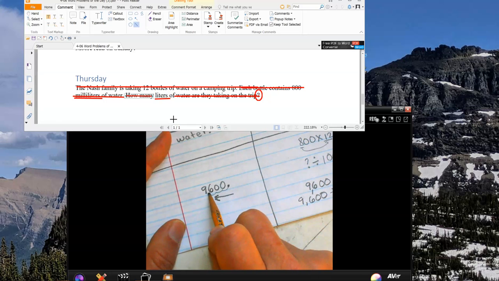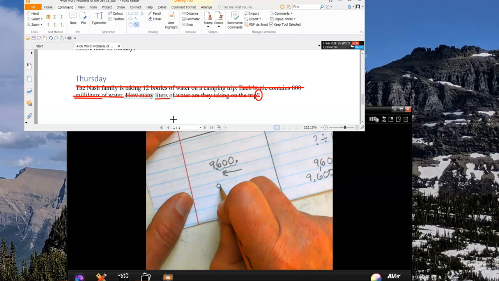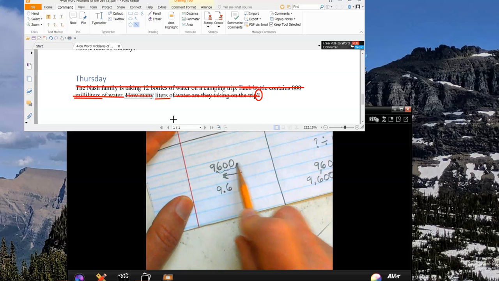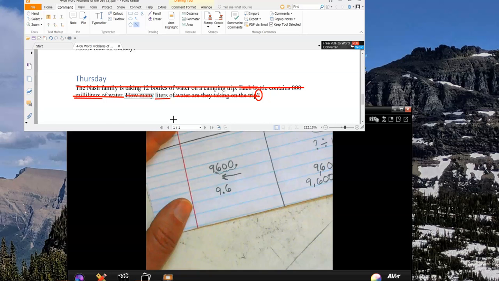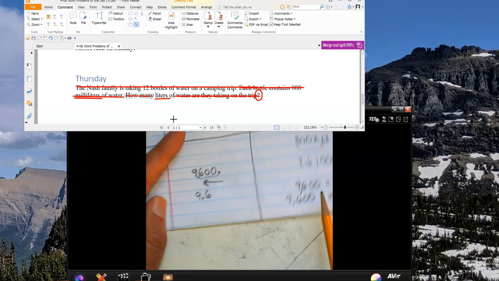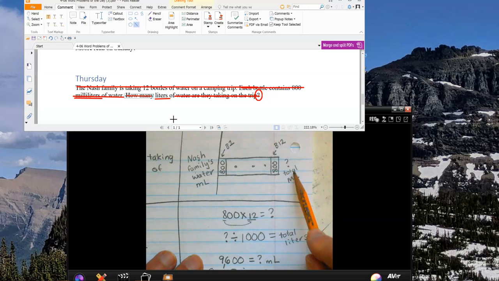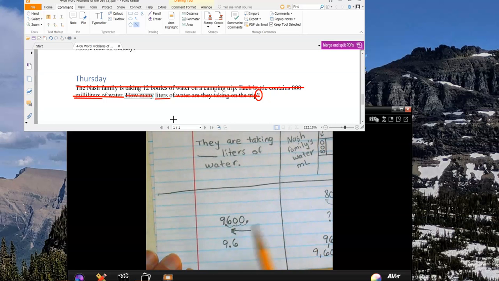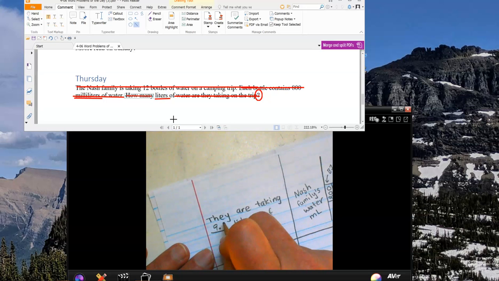Now the decimal looks like it's taking the place of where the comma used to be, but it's a totally different number now. Now my number of liters is 9 6/10 liters. I don't need the other 2 zeros here. So the Nash family, well, they're still taking the same amount of water, it's just represented differently. Instead of showing 9,600 milliliters, I now am showing it as 9 6/10 liters. So they're taking 9 6/10 liters.